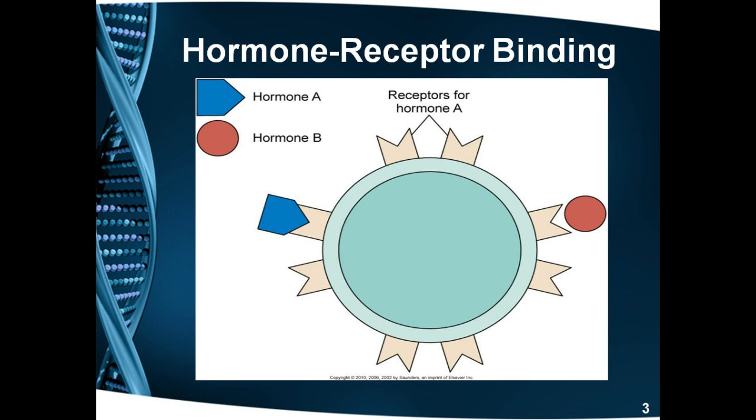You will see in your textbook figure 64-2, which is page 1360, where it shows the lock and key hormone receptor binding, where hormone A fits and binds to its receptors, causing a change in cell action, and hormone B does not fit or bind to receptors, so therefore there will be no change in the cell actions.